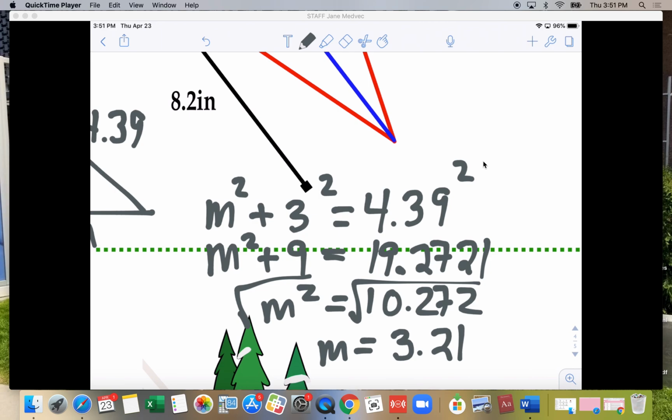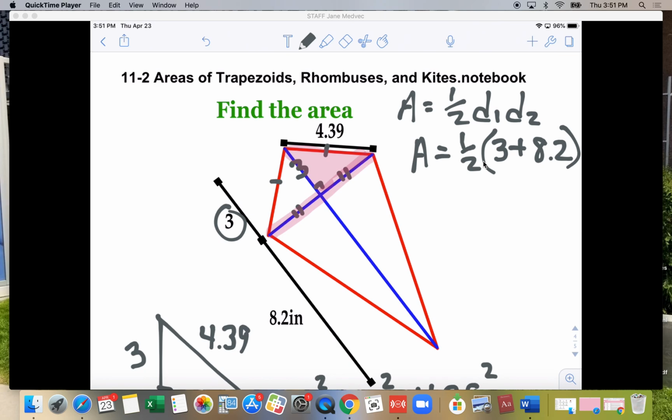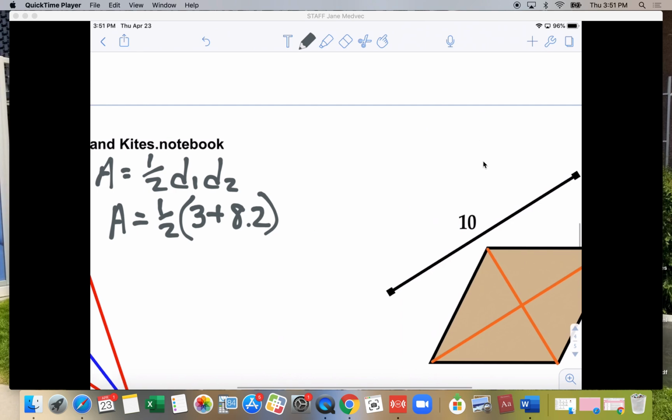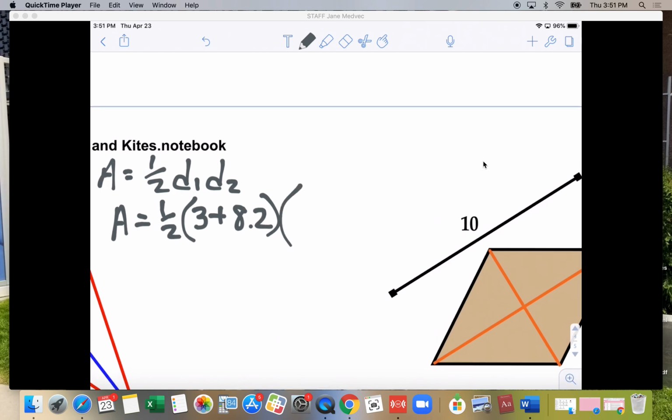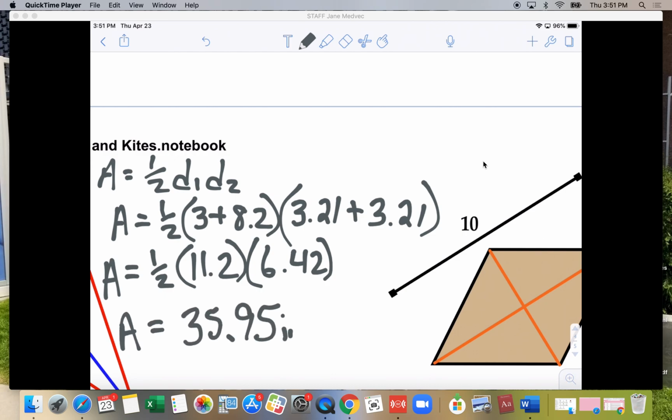So what M gives me is one side of the diagonal. This would be considered M, and this would be considered M. So I'm going to take 3.21 plus 3.21, which is the 2 diagonals, and bring it together. Area equals 1/2, I have 11.2 times 6.42. Area ends up giving me 35.95, and it's inches squared.